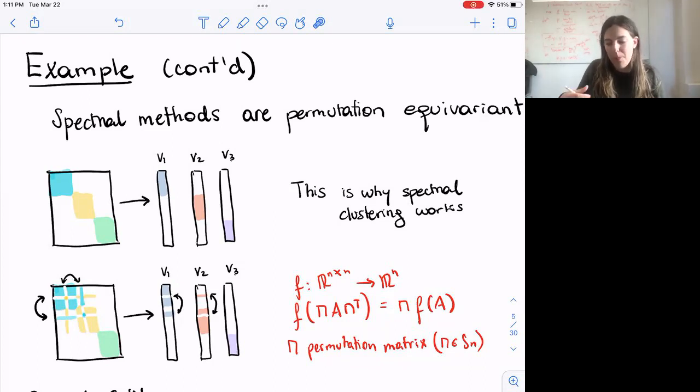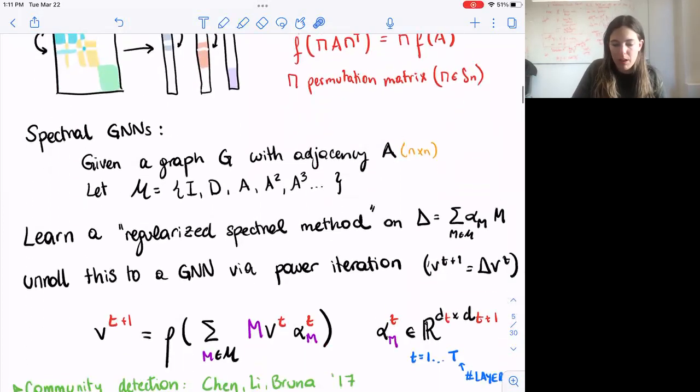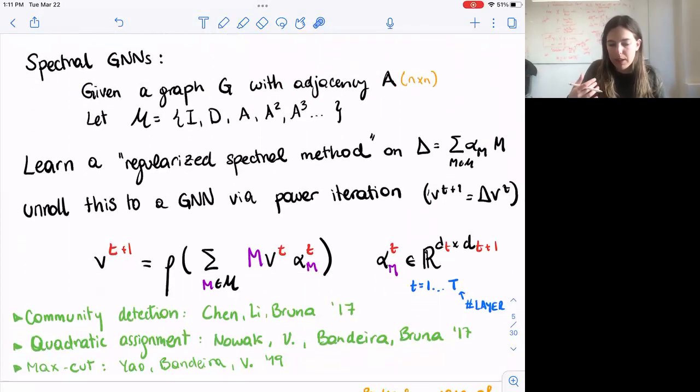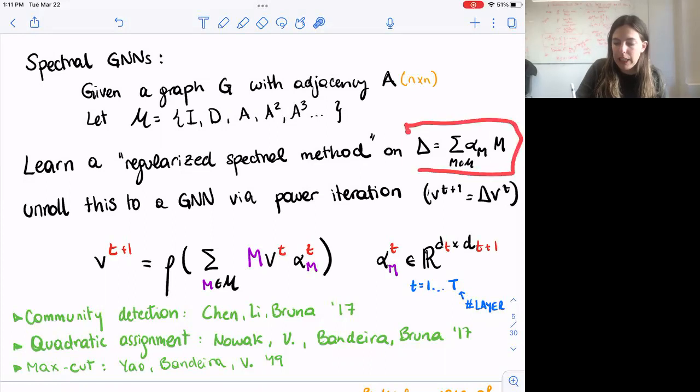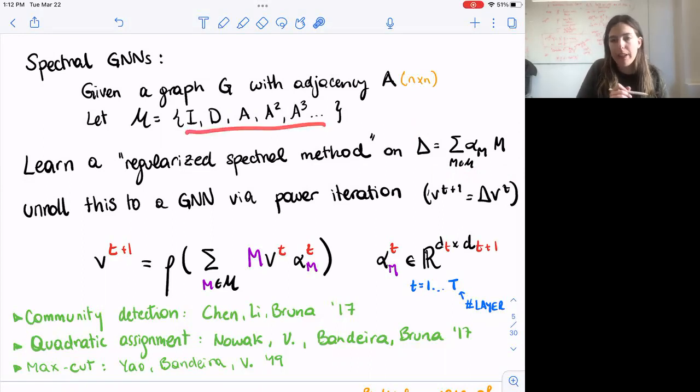And you can parameterize a space of functions that have that property by, say, learning a way of combining operators associated to the graph. You can consider some form of regularized Laplacian, or a linear combination of these operators associated to the graph, and then think of a neural network as learning how to combine the operators of the graph, and just learning some form of a spectral method.